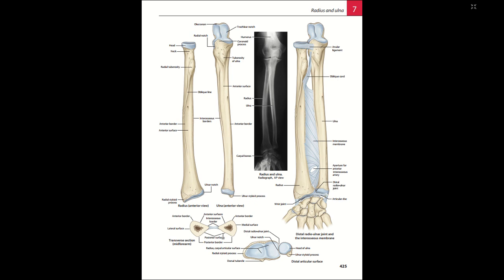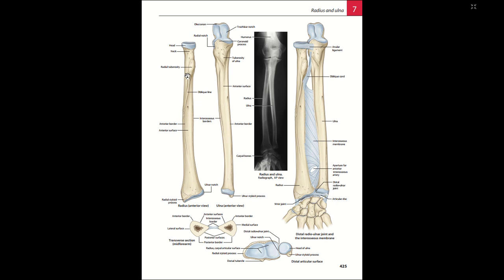Right. The radius in cross section is going to be triangular in shape, right? So it has an anterior border and a posterior border with anterior surface, lateral surface, and medial surface. What is important to take note of is the medial surface of the radius, because it is quite sharp and it's also called the interosseous border. That's where there is attachment for the interosseous membrane.